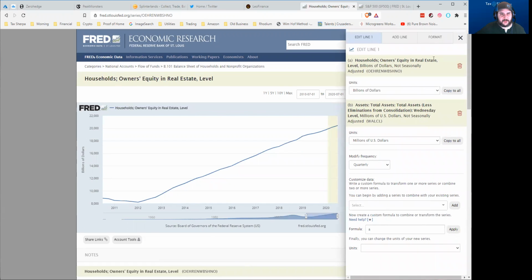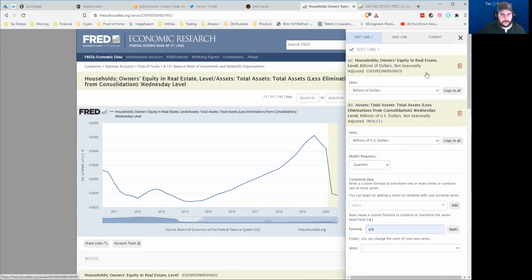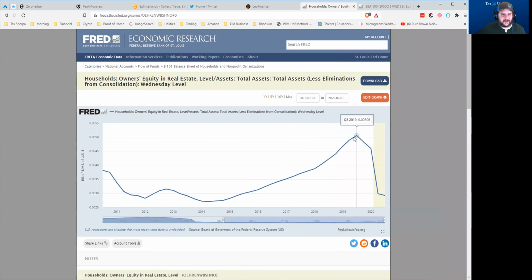But we can do the same kind of comparison. So we have household owners' equity in real estate versus total assets. We divide one by the other, and boom. So now we see we actually hit a peak in 2019. I mean, the absolute scale doesn't really matter. It's just the relative changes. Peak in Q3 2019, and then on downward since then, and dramatic downward since the COVID hit. And again, that's because of all the trillions and trillions of dollars that have been printed.